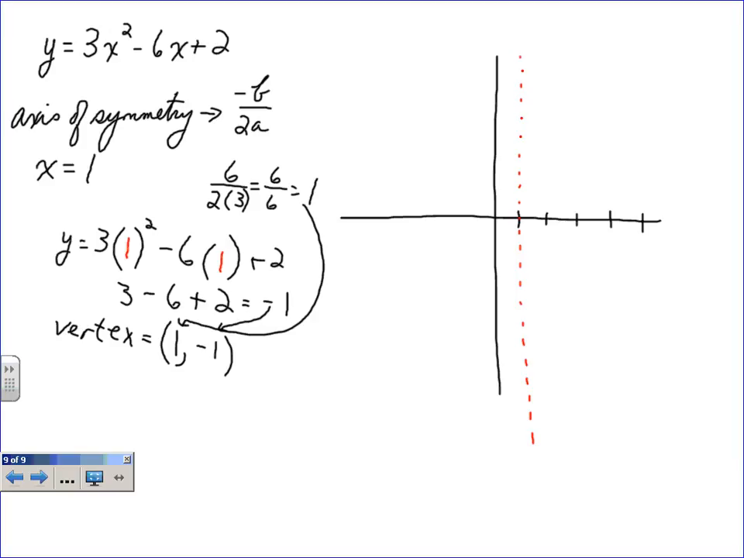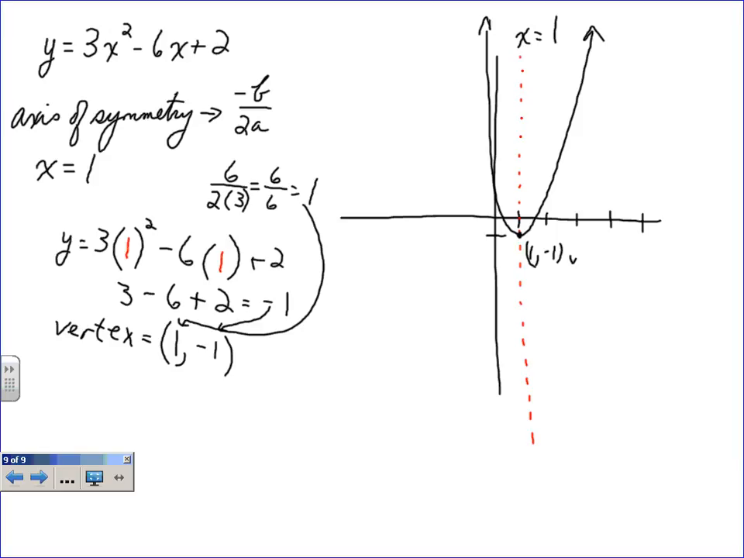That's my vertex. My vertex is at 1 and negative 1. Right there is the vertex at 1 and negative 1. The equation of the axis of symmetry is x equals 1. Is this parabola going to be narrow or wider than normal? Narrower. So it's going to come down like this, and we can sketch it.